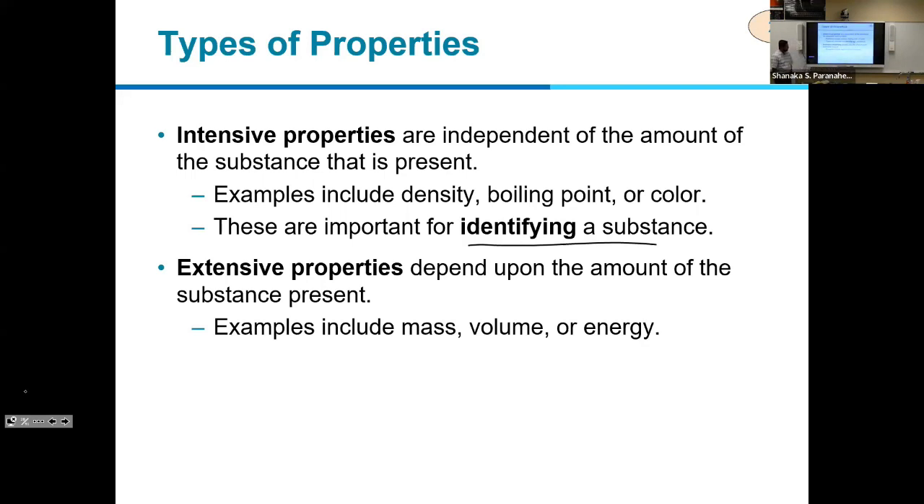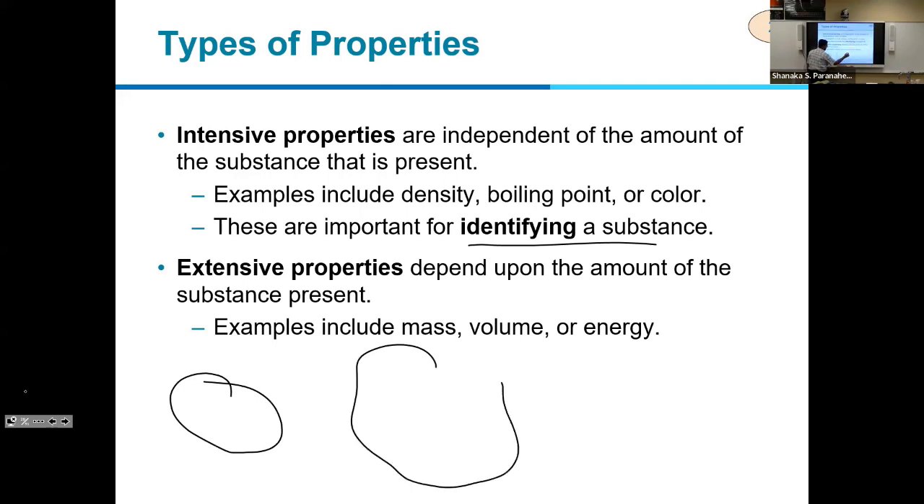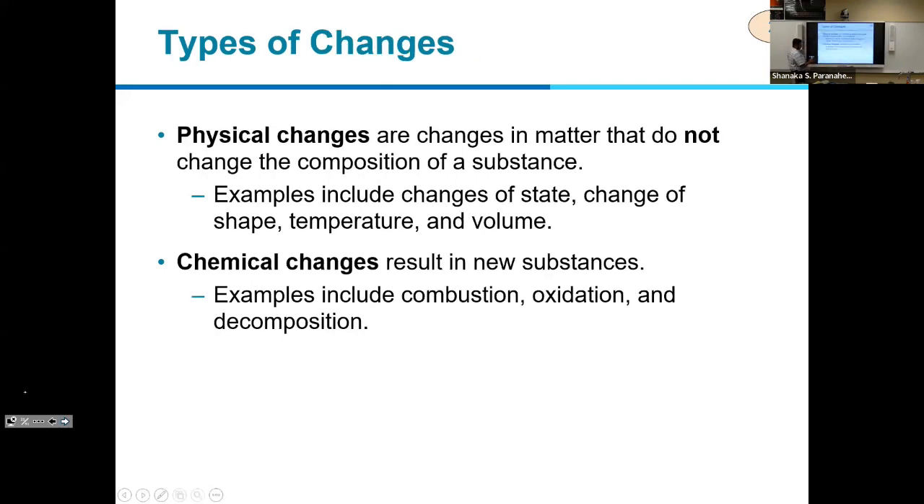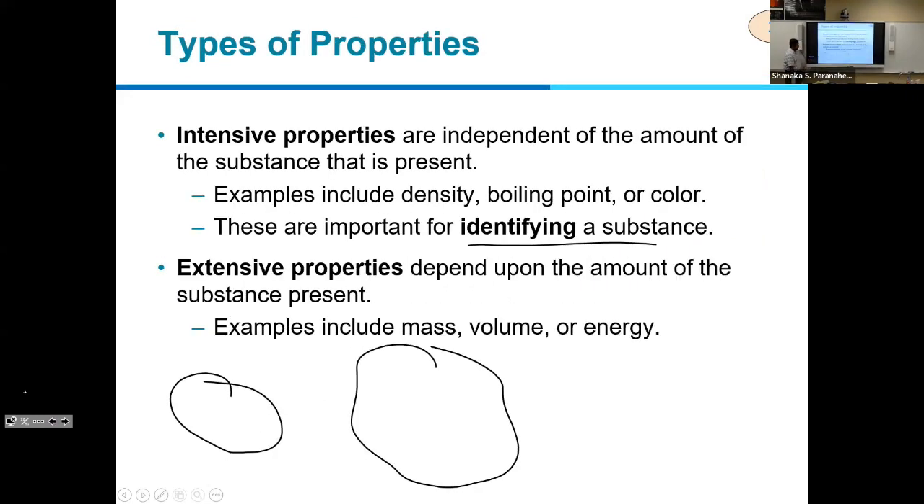Extensive properties depend upon the amount of substance present. Examples are mass, volume, or energy. If the samples are different in size, this has less energy, this has more energy because it has more material. My question is: length. Is it an intensive or extensive physical property? Length. Is it extensive or intensive?